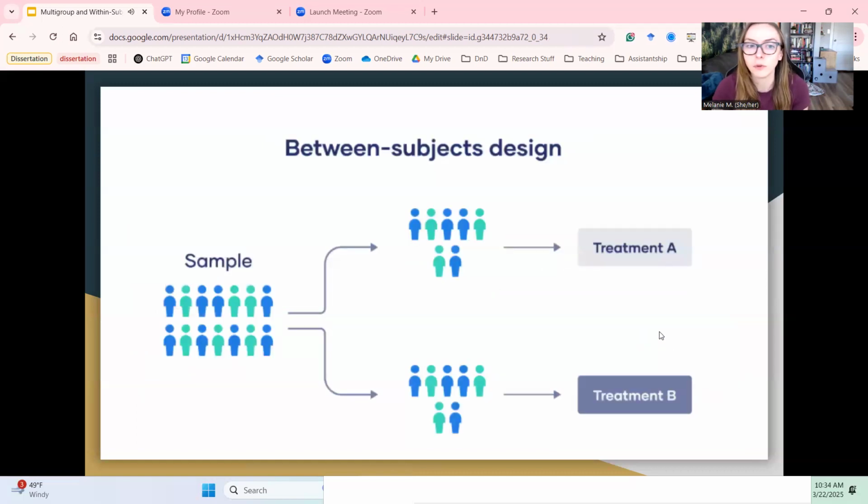Here's a visual of what that looks like. So we'll take our sample, we'll break it into groups. That group only gets one treatment. This is a 2-group, but you can imagine with as many groups as you want. This is the most simple form of it, this is what we talked about last week. But between subjects is very literally everyone is assigned to one group, boom, done, over.